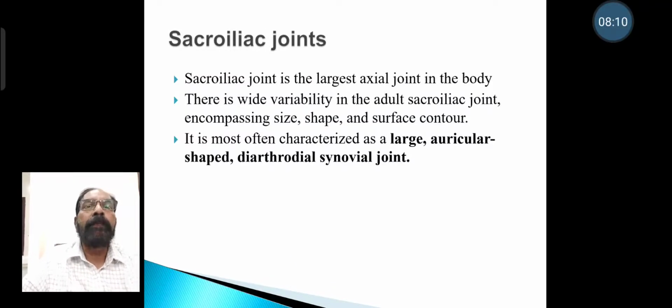Sacroiliac joints. It is the largest axial joint in the body. There is a wide variability in the adult sacroiliac joint encompassing the size, shape and surface contour. It is most often characterized as a large auricular shaped diarthrodial synovial joint.